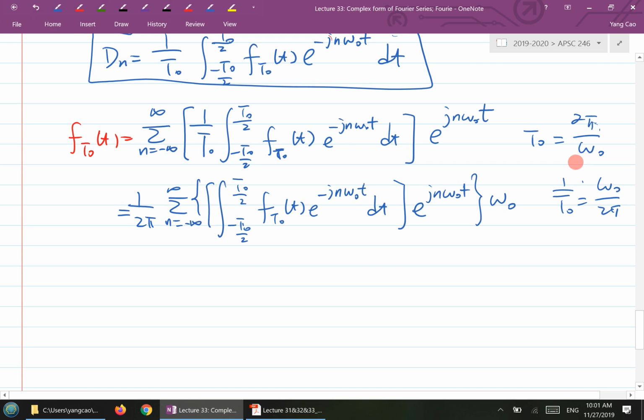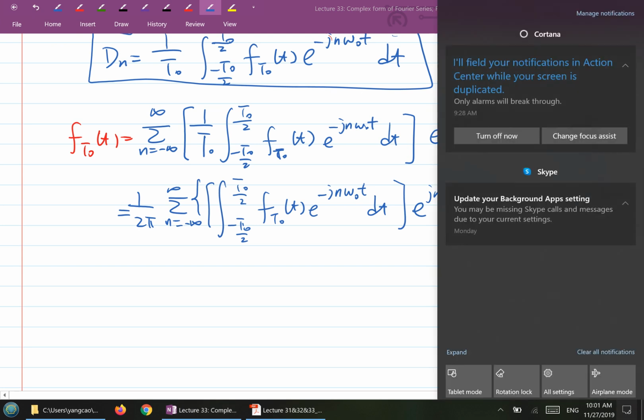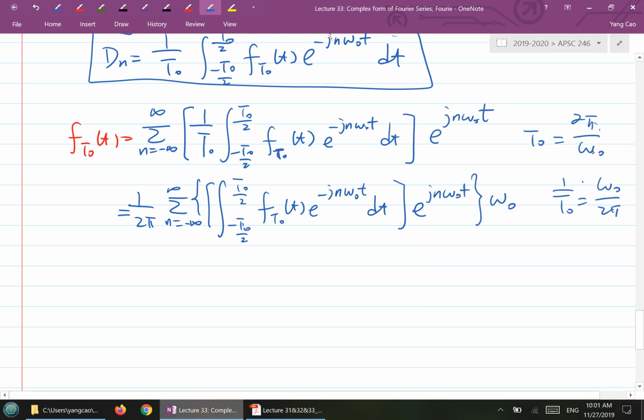So you look at the T naught, right? What's T naught? Omega naught is equal to 2 pi over T naught. Keep manipulating this. And then as T naught goes to infinity, this omega naught goes to what? 0, right? Goes to 0.